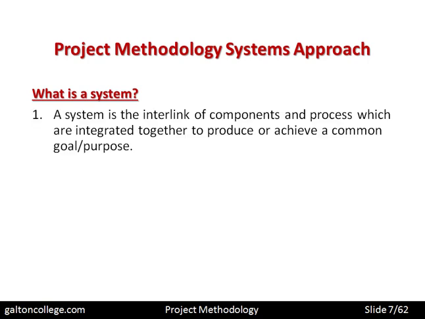So what is a system? Well, a system is the interlink of components and processes which are integrated together to produce or achieve a common goal or purpose. And that's what we mean by a system. It's interlinkages, that the different parts of the system are linked. They're linked in some way. They may be linked technically, or they may be linked through process. That one process feeds into another process, which ultimately goes down the line and leads ultimately to the final product.